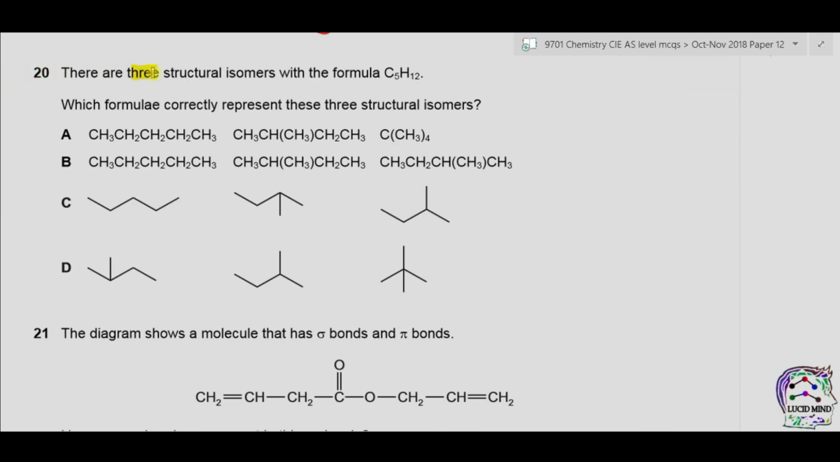Question 20. There are 3 structural isomers with the formula C5H12. This is an alkane. Which formula correctly represents these 3 structural isomers? In A we have 5 carbon atoms in a long chain. Rest of the hydrogen atoms, there are 5 carbon, 12 hydrogens. Then we have 4 carbon atoms in the long chain and 1 carbon is present on the 2nd carbon as a substituent. Again we have 5 carbon atoms and 12 hydrogens. So this is a structural isomer.